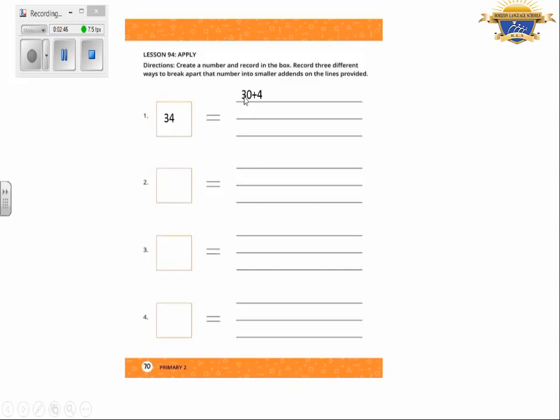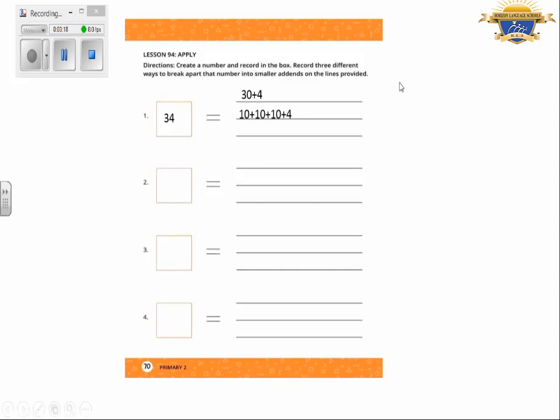We have here 3 tens, right? As 30. 10, 20, 30. So we have 3 tens. So I can write it as 3 tens, 10, 20, 30, plus 4 ones. So this is another way. How can I decompose number 34? Let's think about a third way.